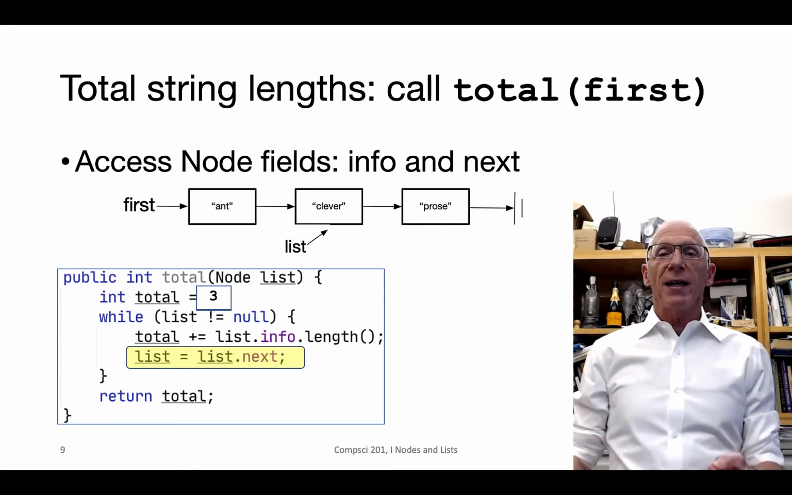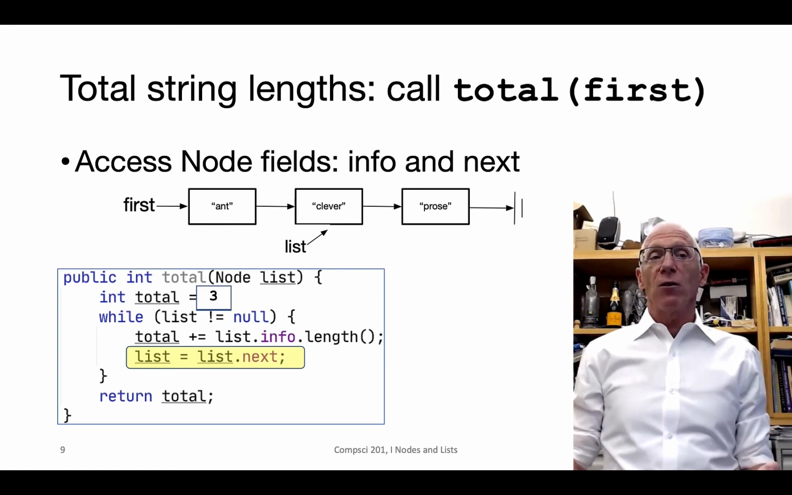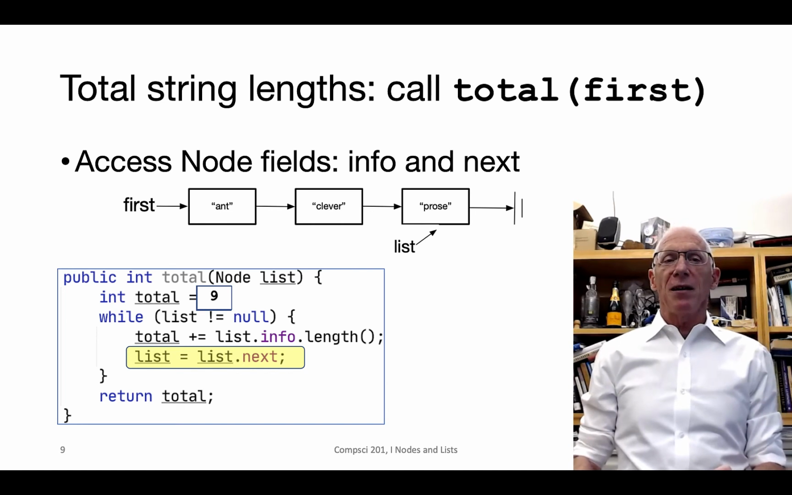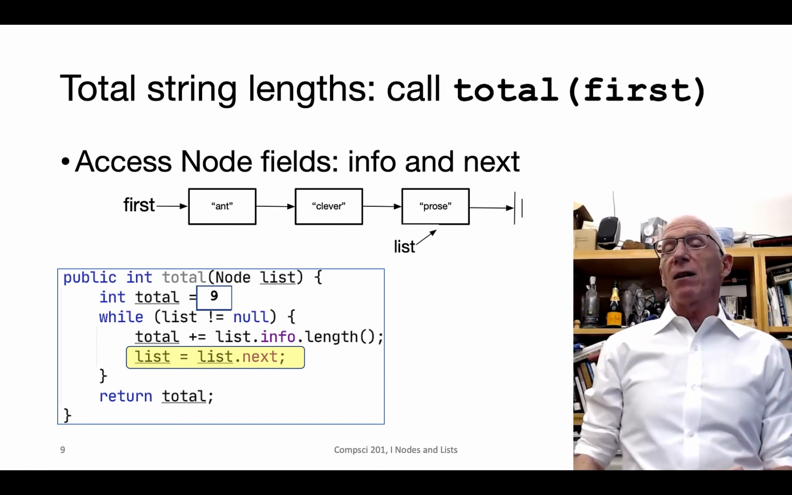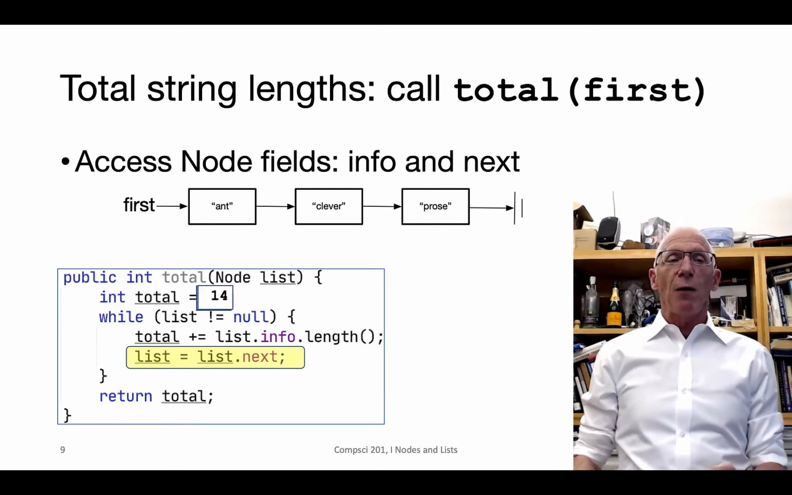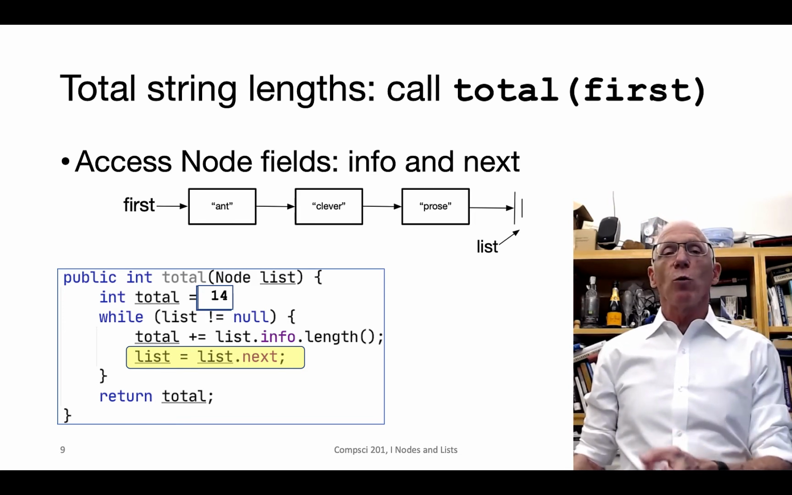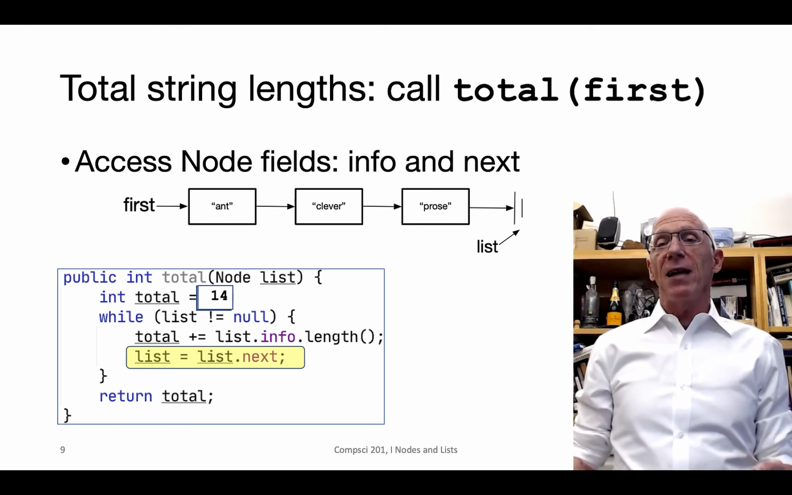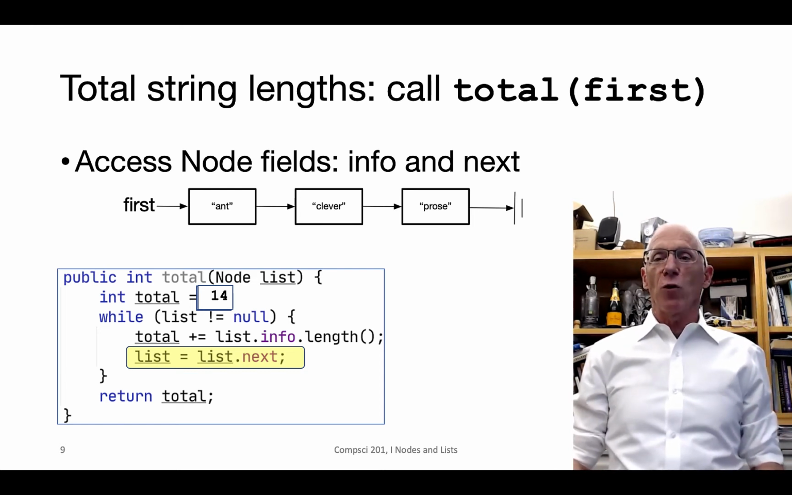And we'll continue to accumulate the sum by adding the number of characters in clever to 3. That will make it 9. And then when we execute list gets list.next, it will move to the next node. Now we will add the length of prose to total. That will make it 14. And when we execute list gets list.next, we will point at null. The loop will end because list is now null, and the loop only iterates while list is not null. It will exit and return 14.